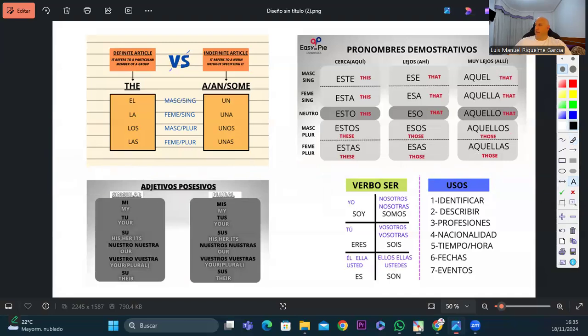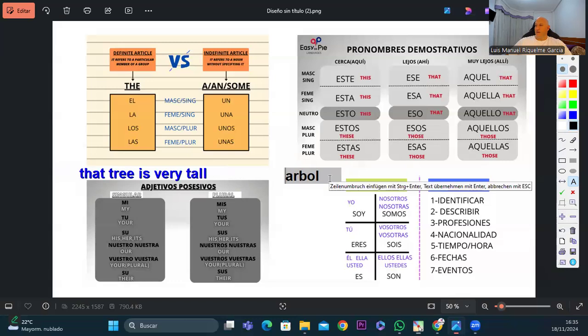Let's change that one a little bit. Now it's going to be that tree is very tall. It's one tree, so it's not going to be árboles. It's only going to be árbol. And we don't say the anymore. We say that. That masculine word, let's say in the middle. So masculine, single, middle. Ese árbol.